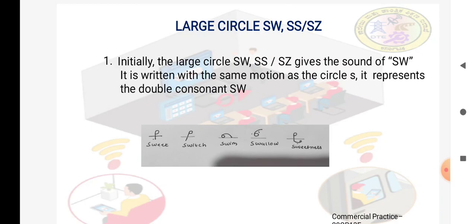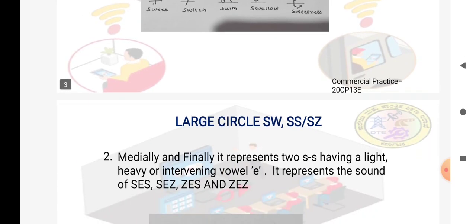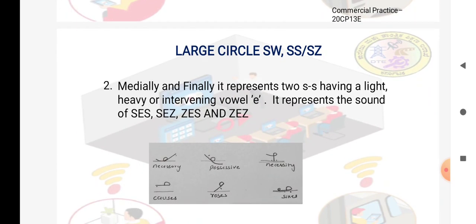Make sure that you practice a lot of words. You search for a lot of words which start with swa, and you practice each and every word so that you can understand the rule. So that is the first rule.